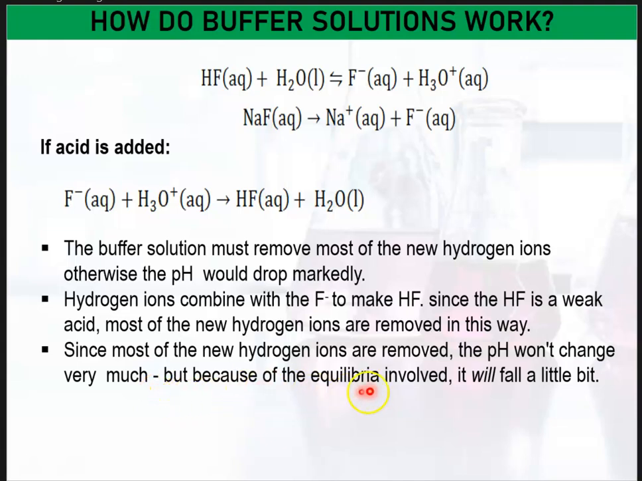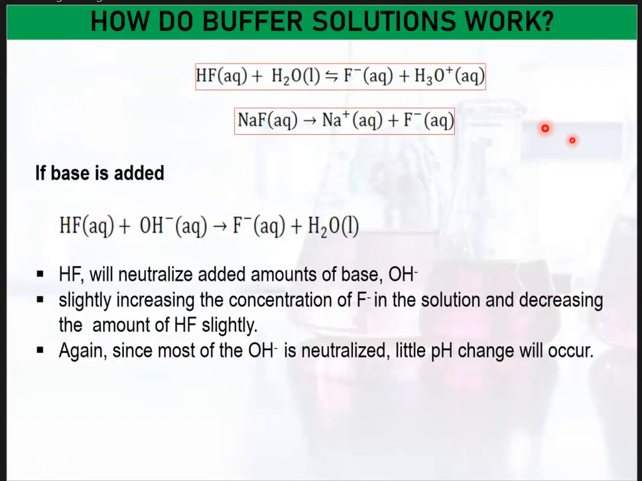But because of the equilibria involved, it will fall only a little bit. Maybe if the pH is 1.33, maybe it drops to 1.30 or 1.29. Later we will see the proof in the calculation. Okay, this is when we add base.